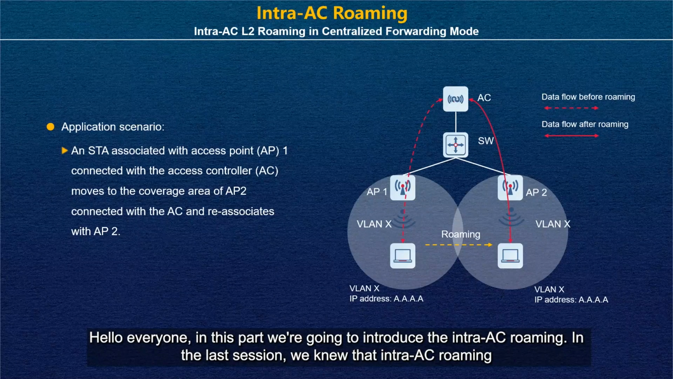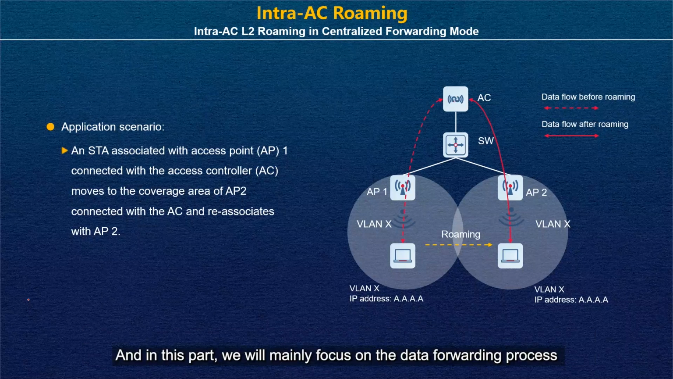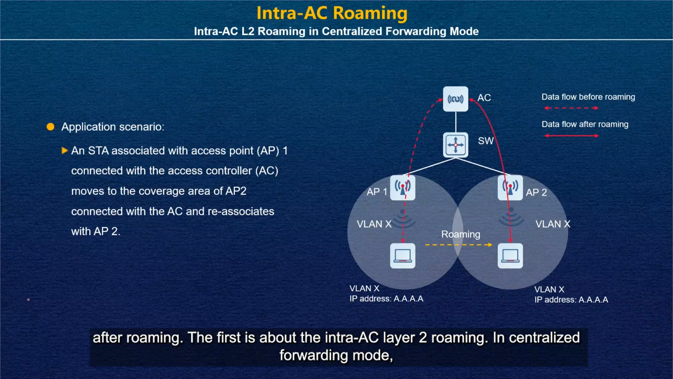Okay, hello everyone. In this part, we're going to introduce intra-AC roaming. In the last session, we learned that intra-AC roaming means that no matter before or after roaming, the APs we associate with are connected to the same AC. In this part, we will mainly focus on the data forwarding process after roaming. First is intra-AC layer 2 roaming in centralized forwarding mode.